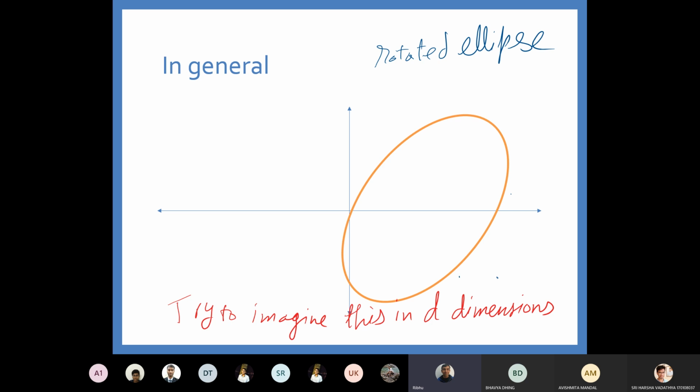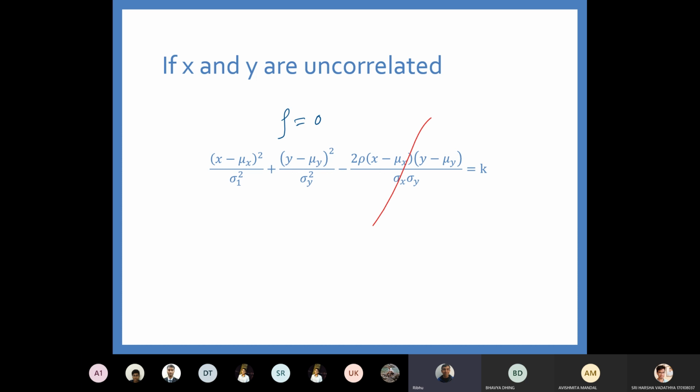Now let's simplify things a bit and say that x and y are unrelated, which means this rho, the correlation coefficient, is 0. Or x and y are orthogonal, you can say as well. So you get this beast. I've just chopped off the last part. So it's still an ellipse, but how does it change? That is the question.